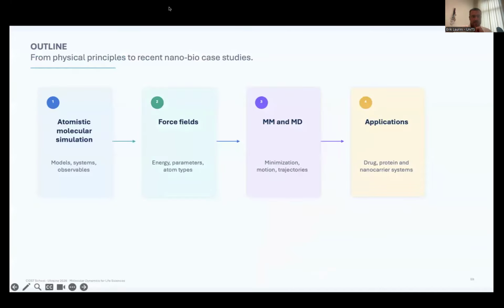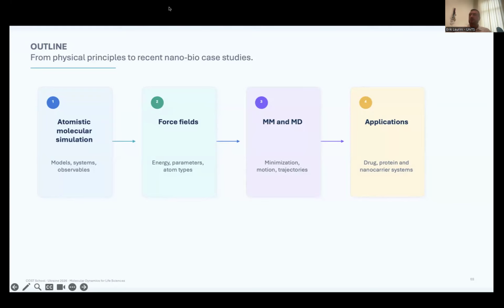This is the outline of my presentation. I will start with a general overview on atomistic molecular simulation and its definition. Now I will focus our attention on the basic concept of force field, the main and fundamental part of atomistic simulation, and the main branches of atomistic molecular simulation, that is molecular mechanics and molecular dynamics.